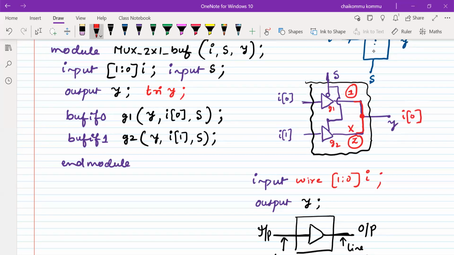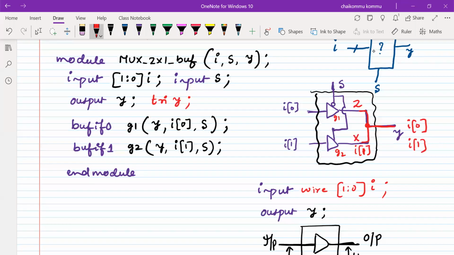For example, in the other state there may be a possibility that this is Z, and here I1 is Z. So which one will it take? Since we have represented y as a tri type, the tri-state information need not be considered. It will consider only the known value, so I1 only will be considered for that one.